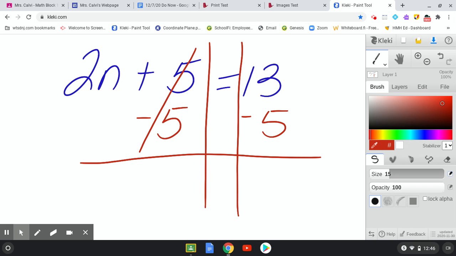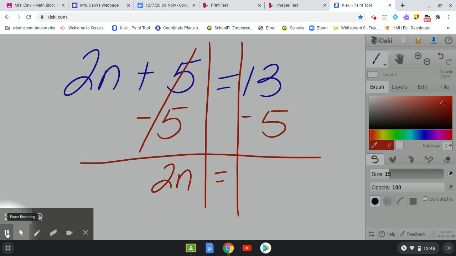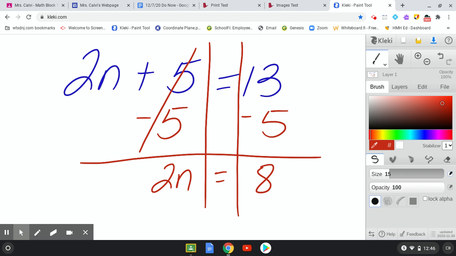This positive and negative cancel. I'm now left with 2n is equal to, and I would take 13 minus 5, and I would get 8. Now I'm not done. Remember, my variable has to be by itself, meaning a 1, in this case, n. But I have a 2n.